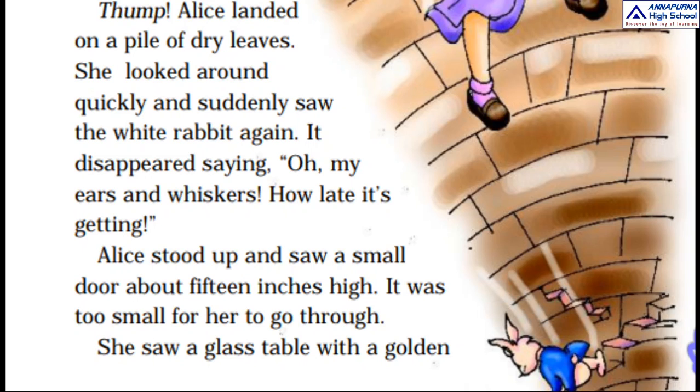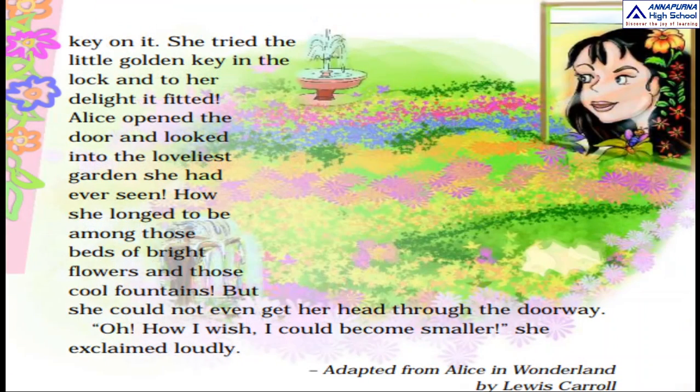It was very small, and then she saw a glass table. Okay, so she saw a glass table with a golden key on it. She tried the little golden key in the lock, and to her delight it fitted. Alice opened the door and looked into the loveliest garden she had ever seen. How she longed to be among those beds of bright flowers and those cool fountains. But she could not even get her head through the doorway. "Oh, how I wish I could become smaller," she exclaimed loudly.